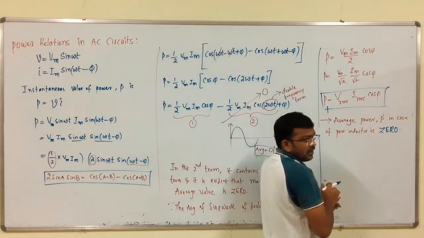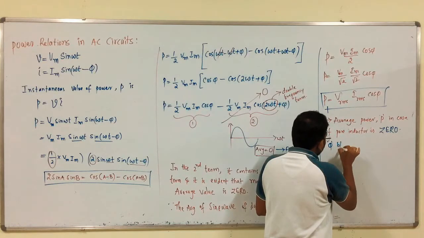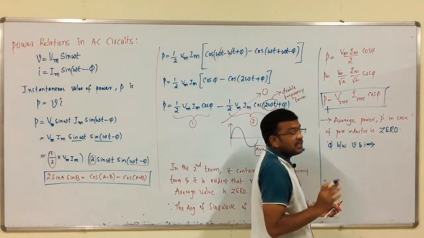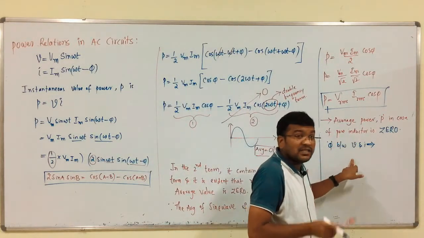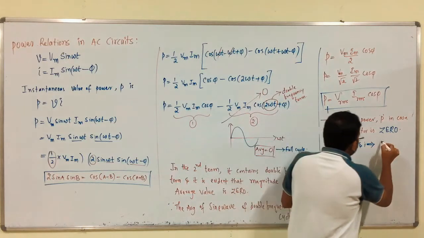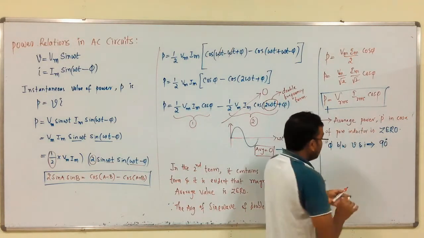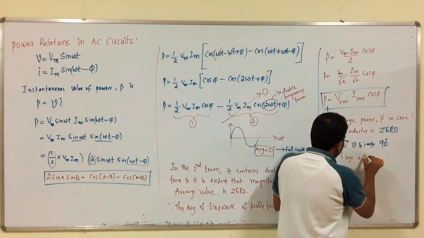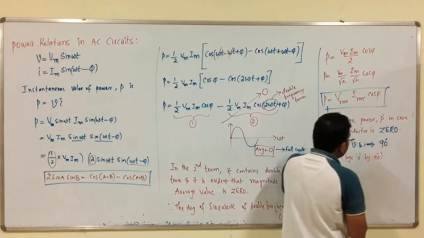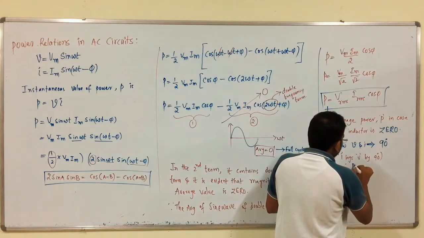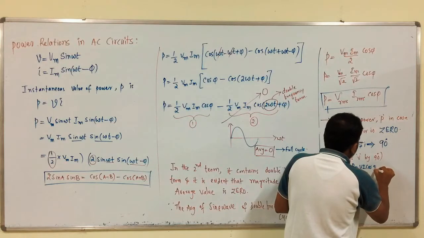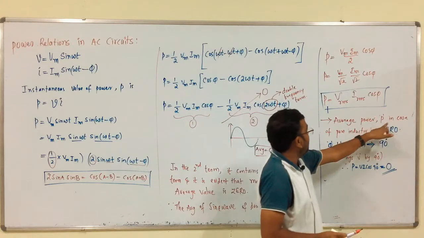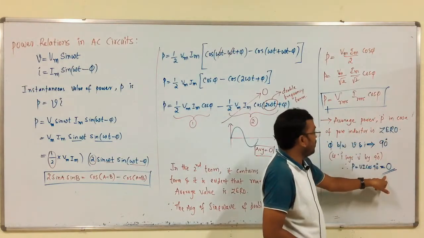In case of pure inductor, the phase angle between voltage and current is what? Exactly 90 degrees. In case of pure inductor, current lags V by 90 degrees. Therefore, P is equal to what? V I cos 90, which is equal to 0. The average power in case of pure inductor is 0.